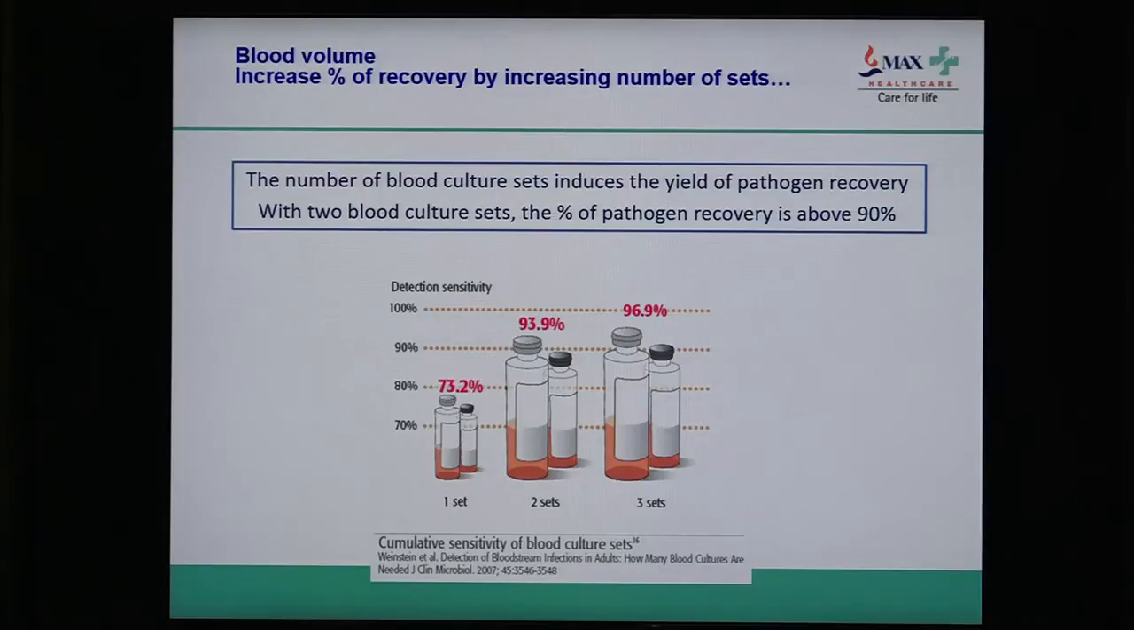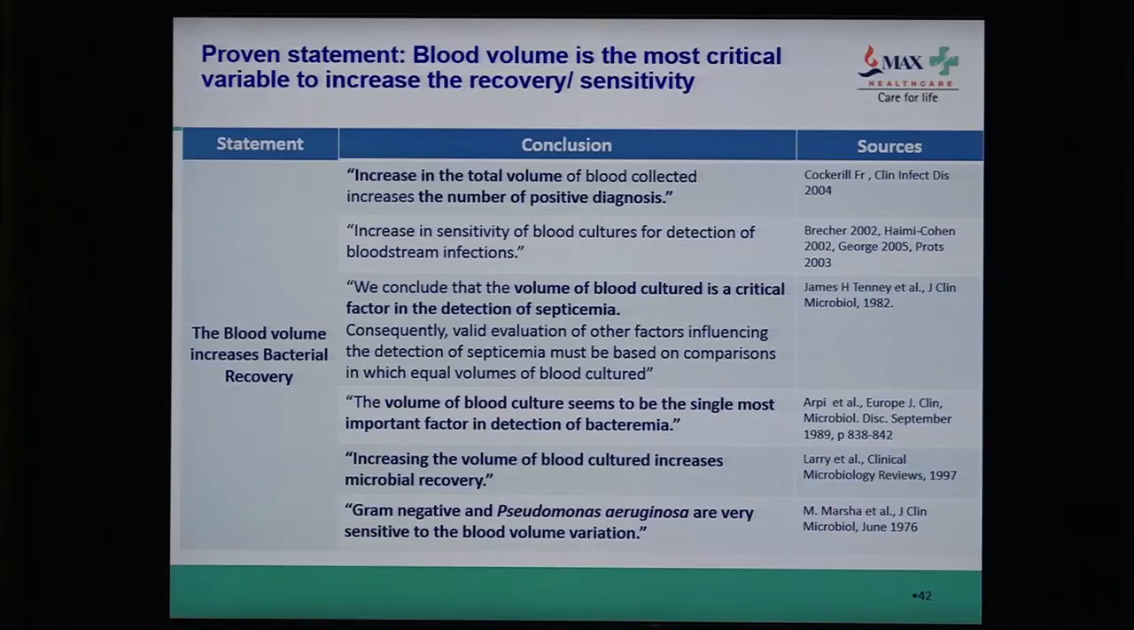So the blood will increase the recovery by increasing the number of cells. If the sets increase to 1, 2, 3, then the detection sensitivity also increases. This is another study. Because there is a lot of transient bacteremia, like in fever, when there is a peak of fever. So if we have multiple sets, definitely the recovery rate is much higher. This is a proven statement.